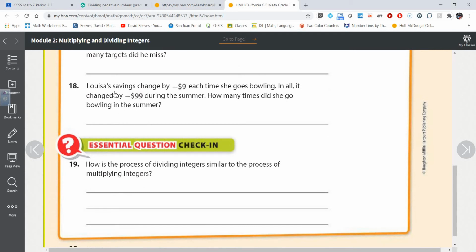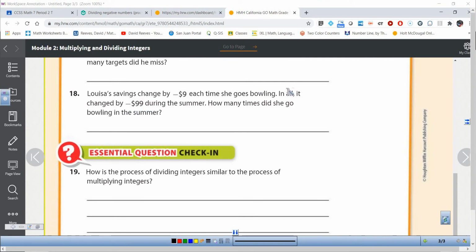Let's look at number 18. Louisa's savings changed by negative $9 each time she goes bowling. In all, it changed by negative $99 during the summer. How many times does she go bowling? Again, they switched the order around, but when you see "in all," that means our total. So our total was negative 99. Each occurrence, it went down by 9. So when we do negative 99 divided by negative 9, we get 11, right?